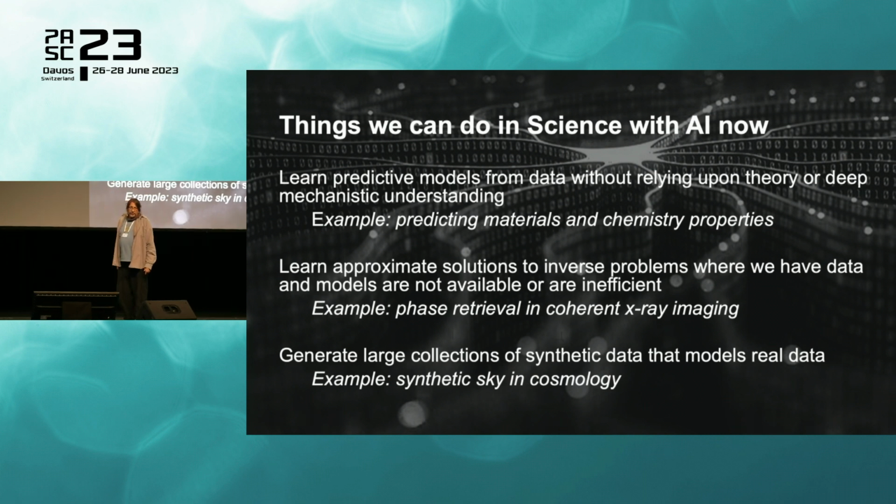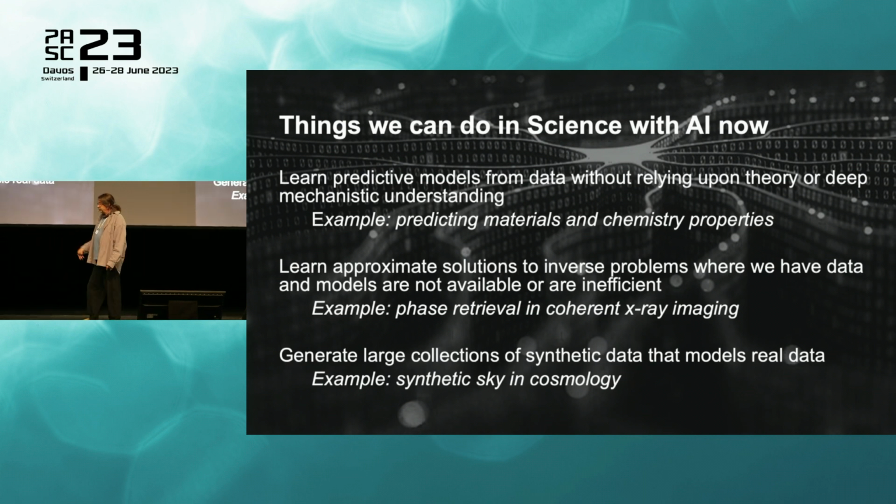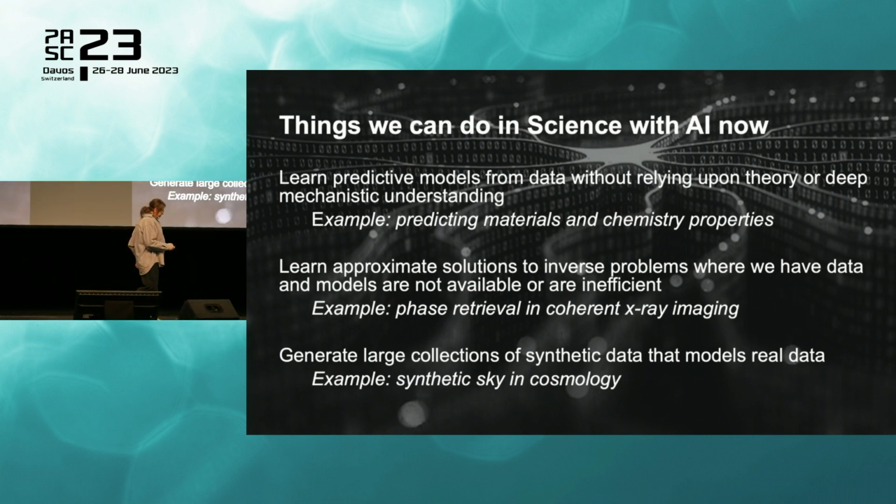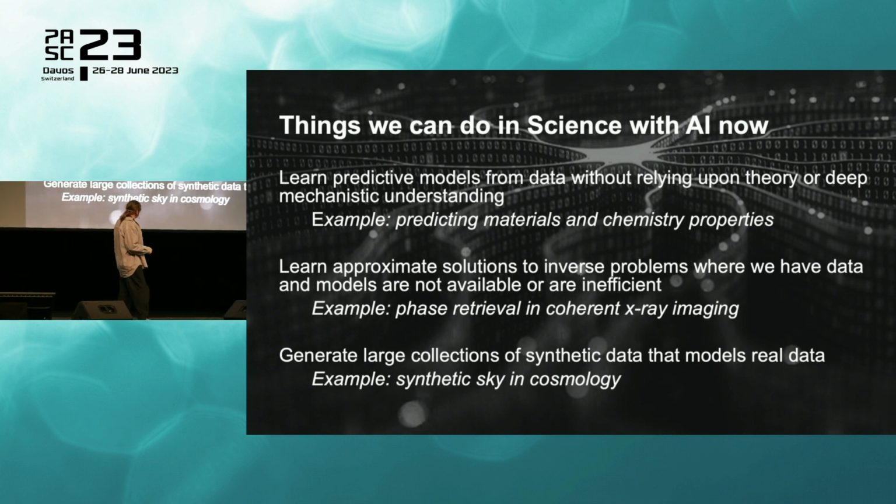We can learn approximate solutions to inverse problems, where we have enough data that we can bootstrap inverses, like in phase retrieval and X-ray. And we can generate large collections of synthetic data using generative models to model interesting phenomena, to measure how much of the physics we're actually capturing in our models. And this was from 2009, right? And these are all things that people have been doing now for quite a while.